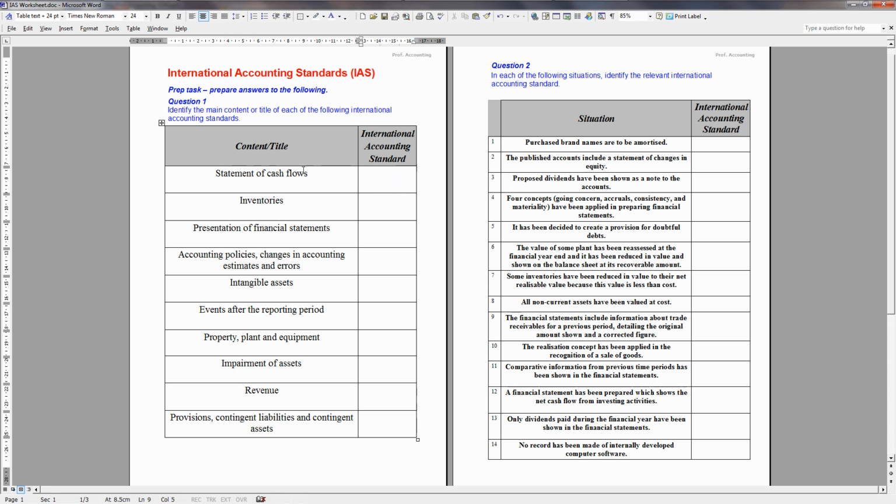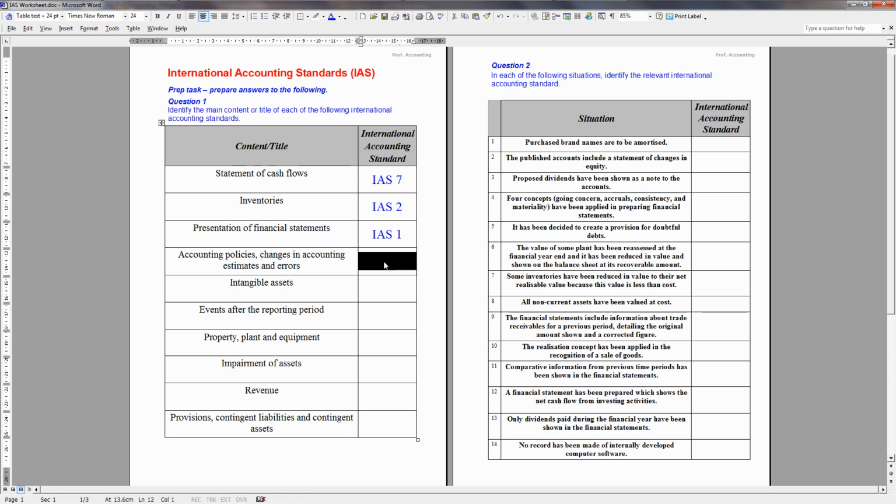Statement of cash flow. This is the only one you need to know in relatively high amount of detail. So the first one is IAS 7. Inventories is IAS 2. Presentation of financial statements. That's IAS 1. The accounting policies, changes in accounting estimates and errors, so on. That is IAS 8.